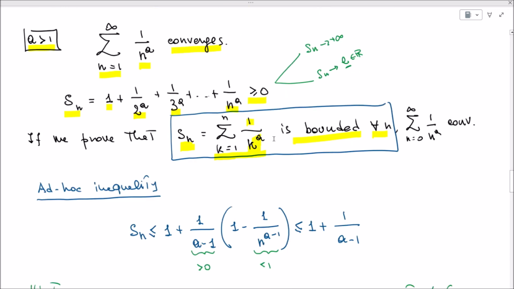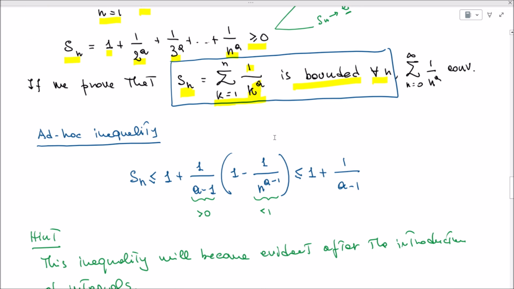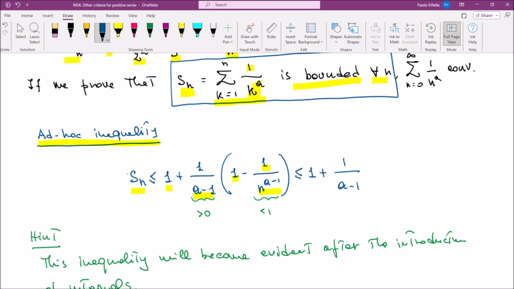Now, we can use an ad hoc inequality. You remember that we mentioned this, the fact that one way of studying generalized harmonic series is by just taking out of the hat some ad hoc inequality, and in this case the inequality that I'm going to use is Sn is less than or equal to 1 plus 1 over a minus 1 times 1 minus 1 over n to the a minus 1. So this is the inequality that I'm going to use now.